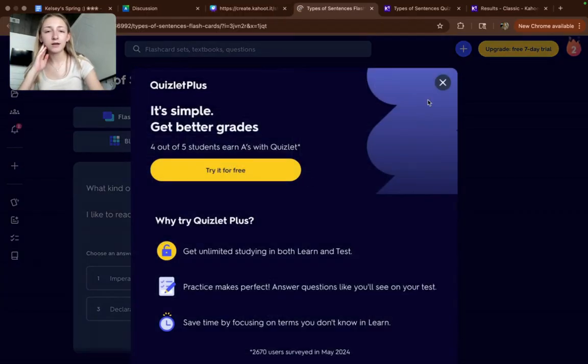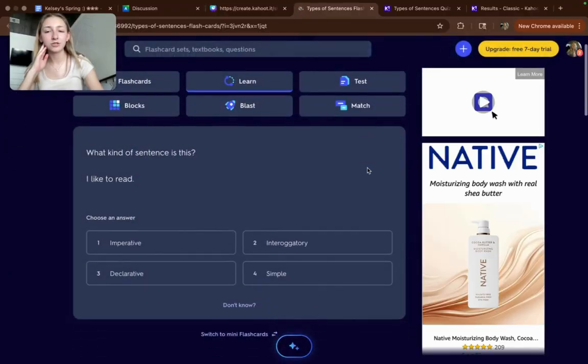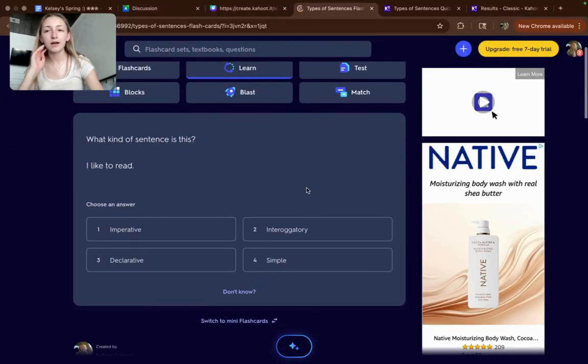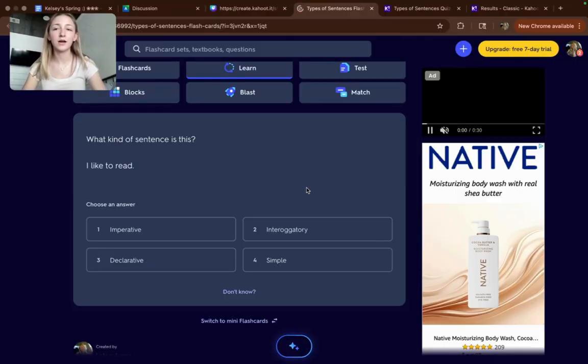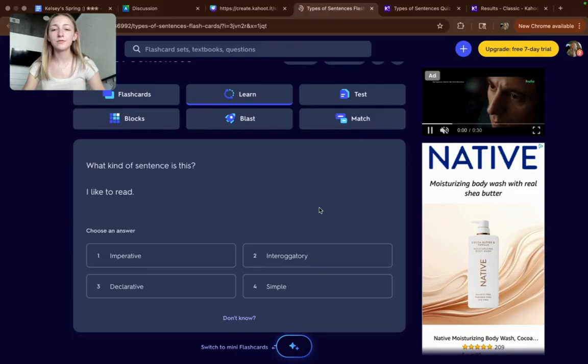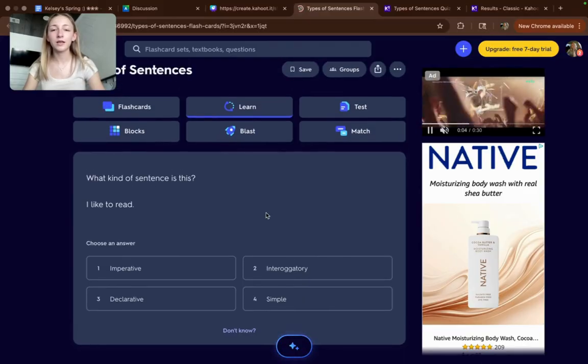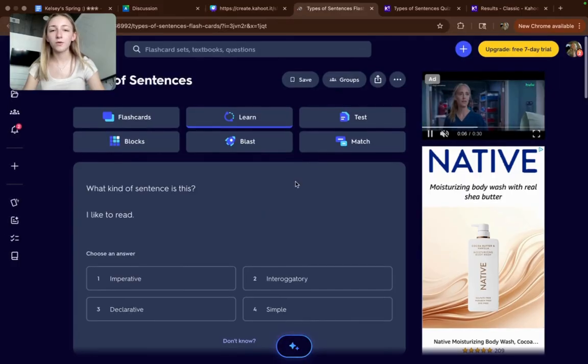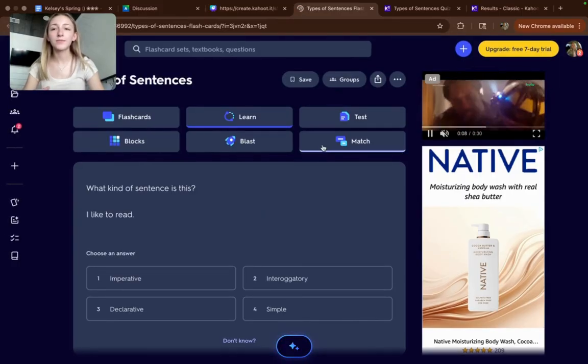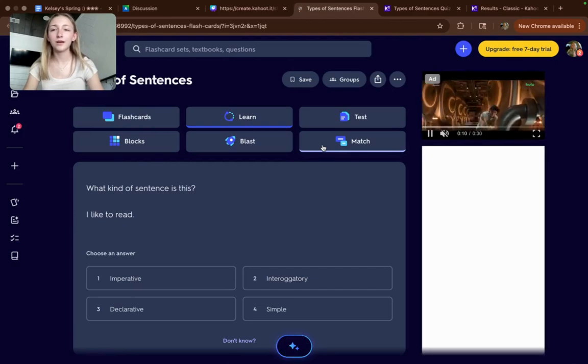So I provided these Quizlet flashcards, which have the terms from today, so the 4 sentence types, and I also added some example sentences, that way they could practice labeling them. And they can use these flashcards or take an example quiz, or a practice quiz, or play the match game. It just gives them plenty of resources to use to study on their own time.